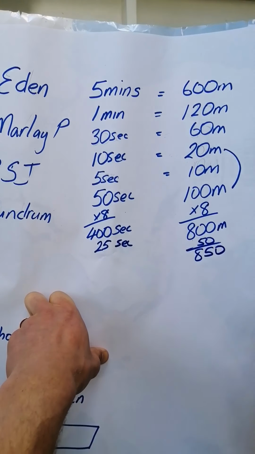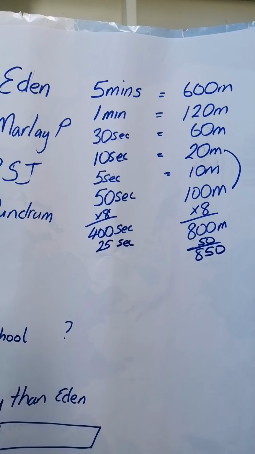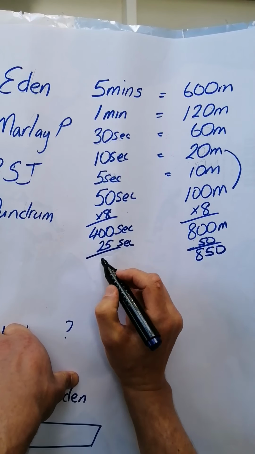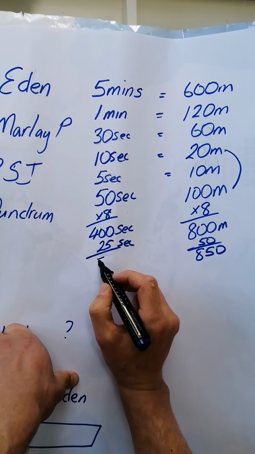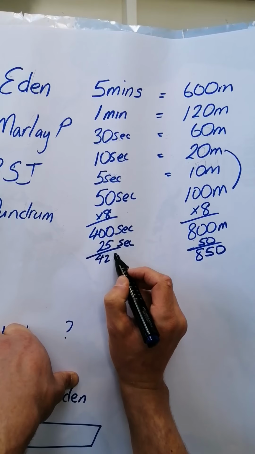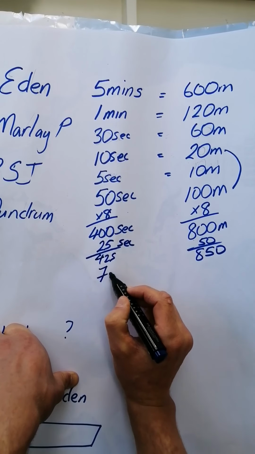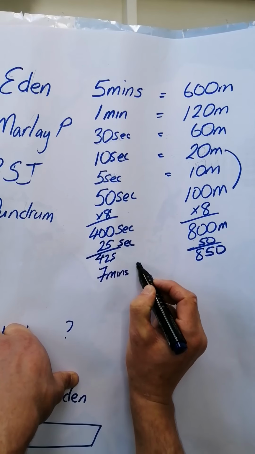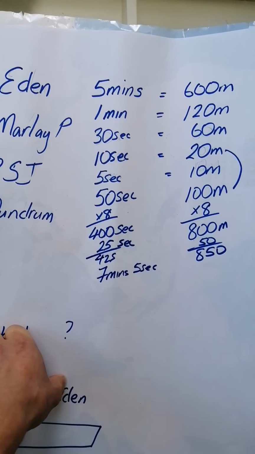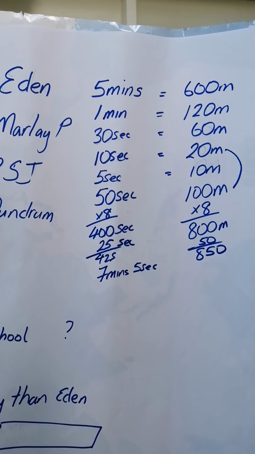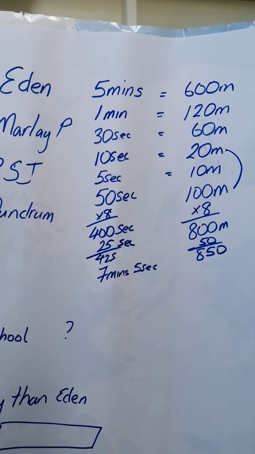Now, there's lots of ways to do this, lots of ways. If your parents did it a different way, that's absolutely fine. This is just the way I like to do things. So that is 425, which should come in at 7 minutes and 5 seconds. So it takes me 7 minutes and 5 seconds to walk from the school up to BSJ.